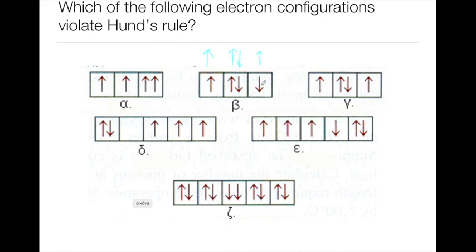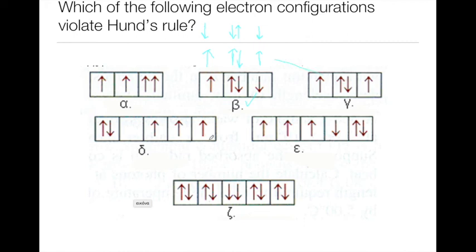Now, if I wanted to put the first one with the downward spin, I would have 1, the next ones must be with the same spin, 2, 3, and after I've completed with that spin, then I would start putting in the opposite spin, and therefore the fourth would be like that. Therefore, this violates Hund's rule. Does this violate Hund's rule? No. This is like that, and it's correct. Does this violate Hund's rule?